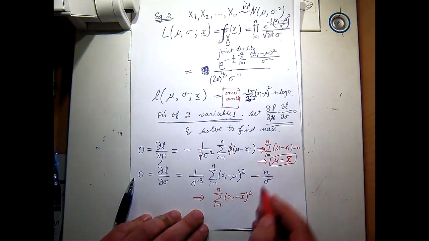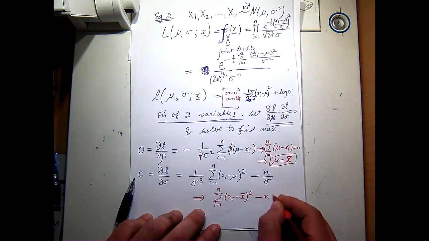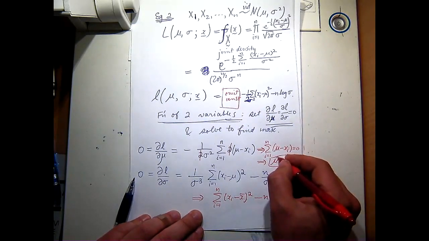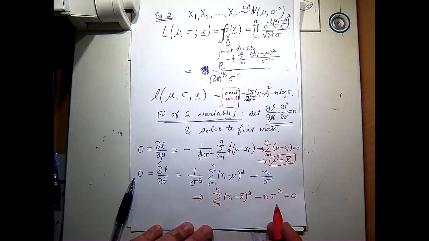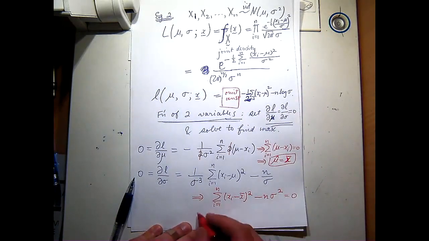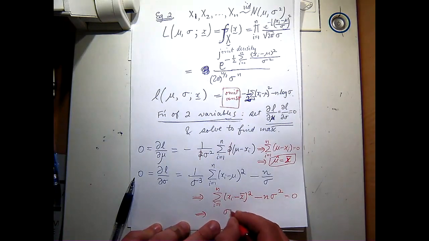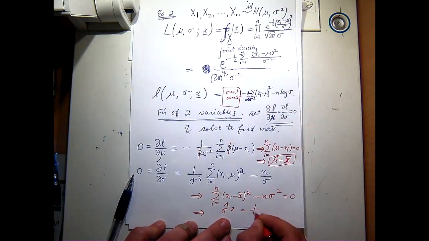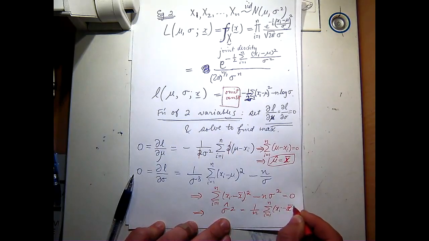So from the first equation I've got mu equals x bar. Minus n sigma squared equals 0. By the way, this is mu MAP. And then I would, the conclusion is that sigma squared, okay, so this is the solution we're going to find, is equal to 1 over n, sum i equals 1 to n of xi minus x bar squared. Notably, not the sample variance.